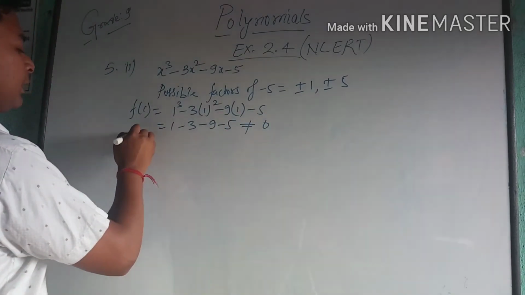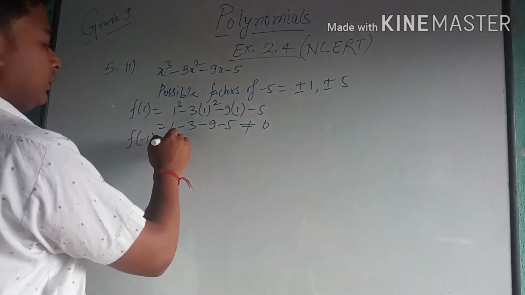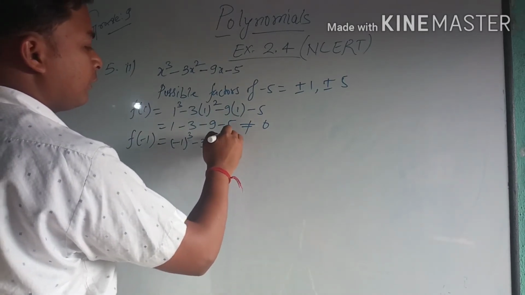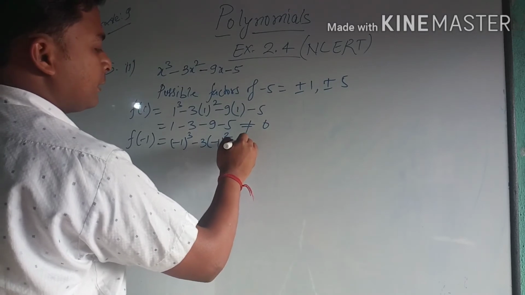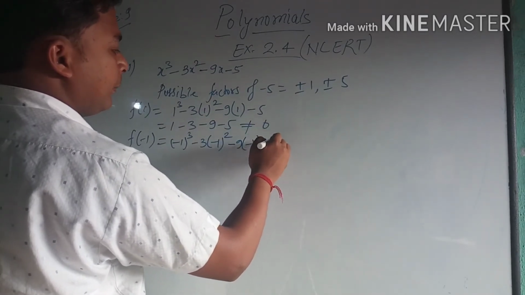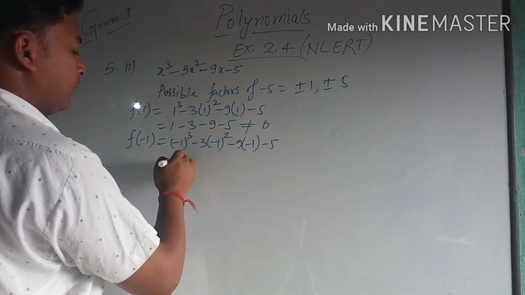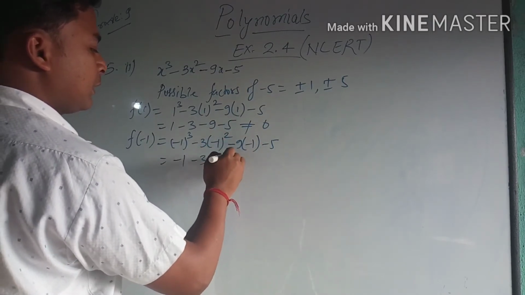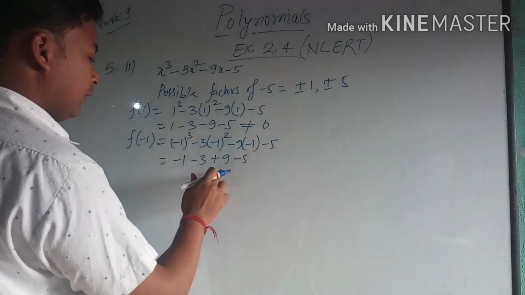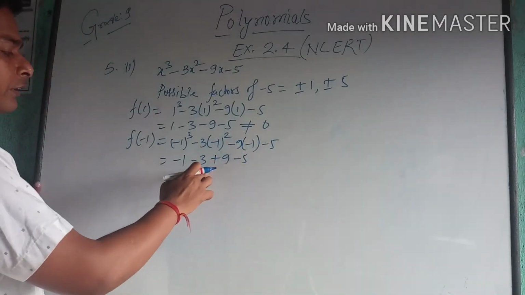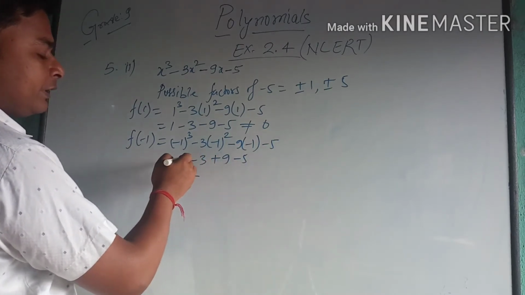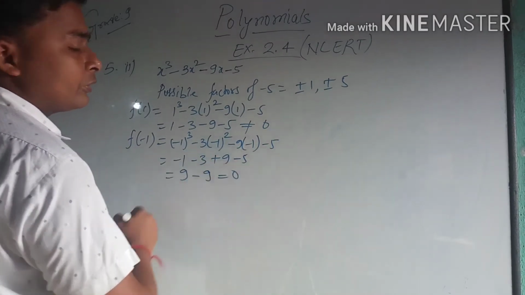Now if we go for f of minus 1: minus 1 whole cube minus 3 into minus 1 whole square minus 9 into minus 1 minus 5. This is equal to minus 1, this is equal to minus 3, this is equal to plus 9, and this is equal to minus 5. Here you can see that 9 is positive and the other values are negative. 5 plus 3, 8, plus 9, and this is equal to 0.